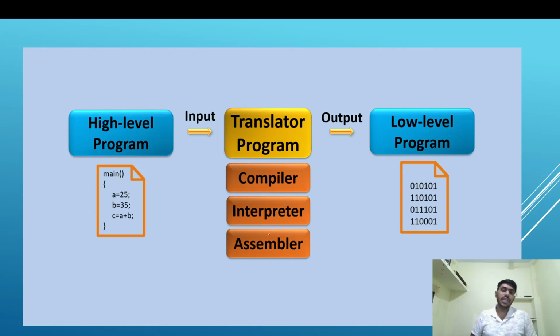So this is what you can see here, a high level program. It is written by the user and it will be converted to machine level language with the help of the compiler, interpreter or assembler. This is how it works, how the input is converted to output, high level to low level program. Okay, and this is how the operating system and different software are working.